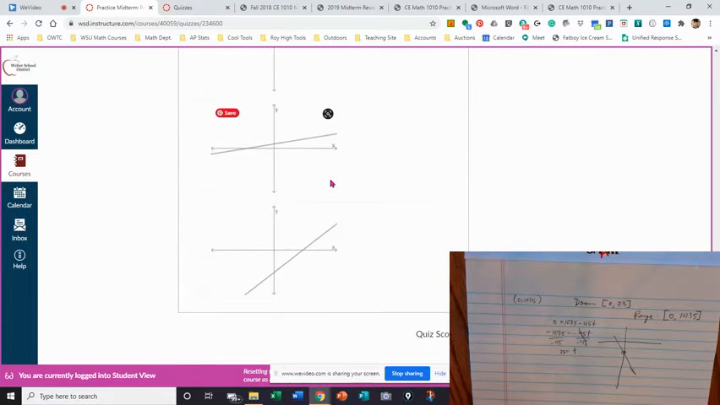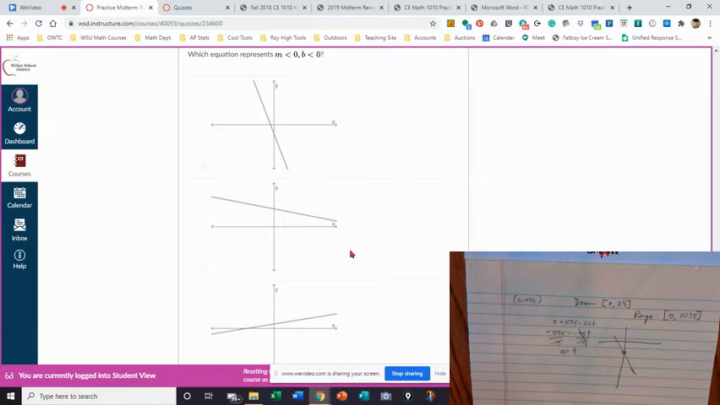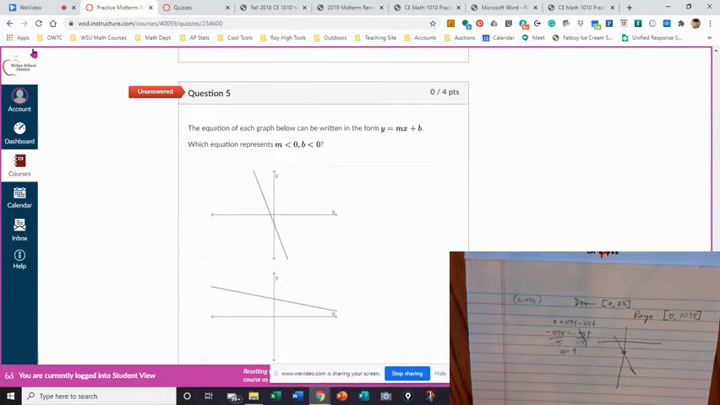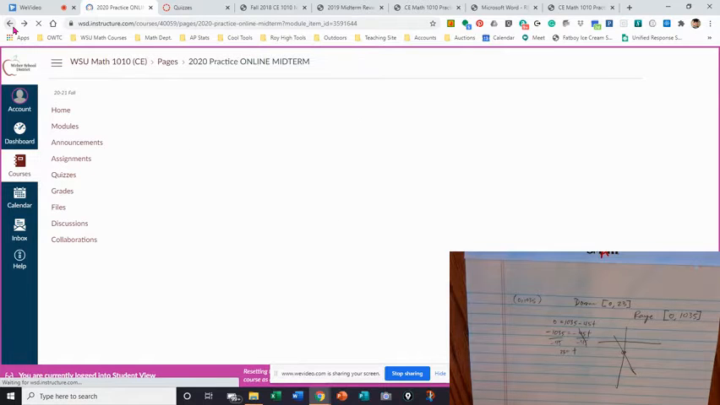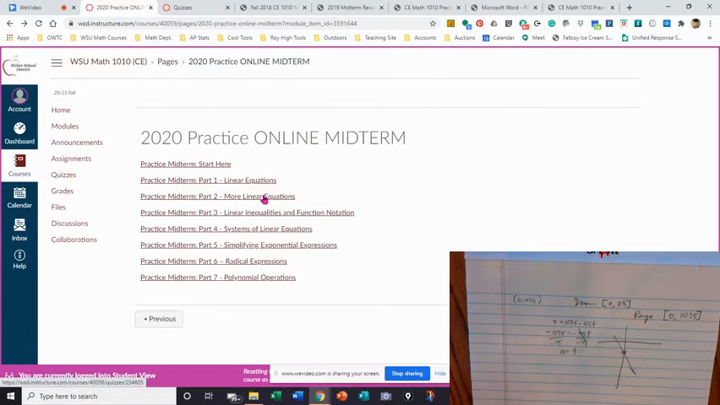Which equation represents? I don't see anything to choose there. Okay, but that would be my choice. Okay. Let's take a look at the next section: more linear equations.